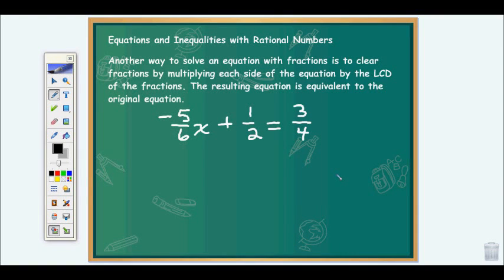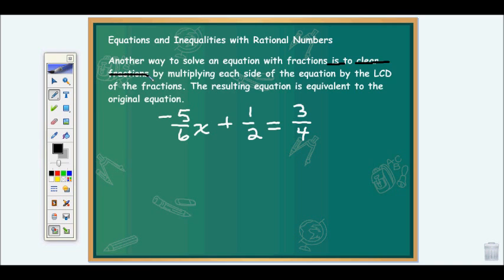Now to conclude Chapter 5, we're going to put together all the different skills we've learned so far and talk about equations and inequalities. So another way to solve an equation with fractions is to clear the fractions, by multiplying each side of the equation by the lowest common denominator of the fractions. The resulting equation is equivalent to the original equation.